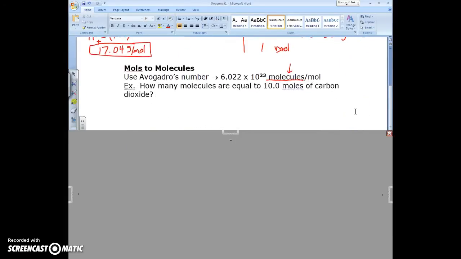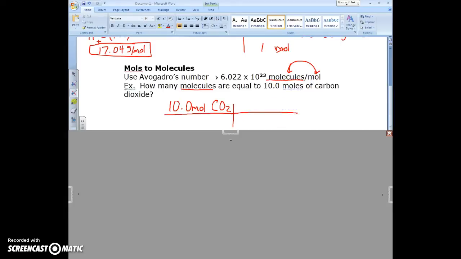So let's try this problem right here. How many molecules are equal to 10 moles of carbon dioxide? I see the word molecule, so I'm going to have to use Avogadro's number. And it goes from molecules to moles and moles to molecules. So I start with the number given in the problem, 10 moles of carbon dioxide. I can write that formula there.